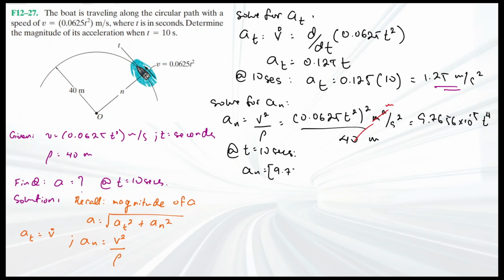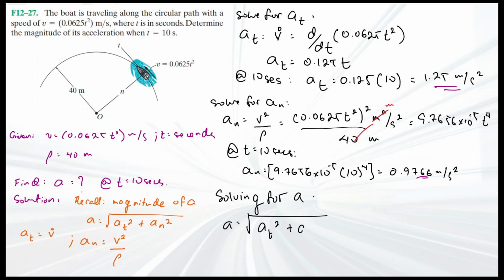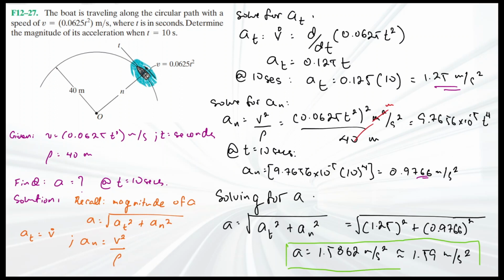And we will have a perpendicular, a normal acceleration of 0.9766 meters per second squared, or so to speak, a parallel. So now we're able to solve for our magnitude, which is the square root of AT squared plus AN squared. And we will have the final answer of 1.59 meters per second squared.